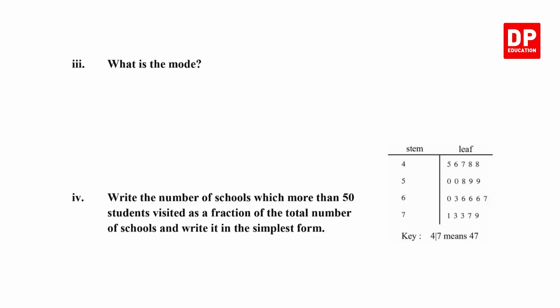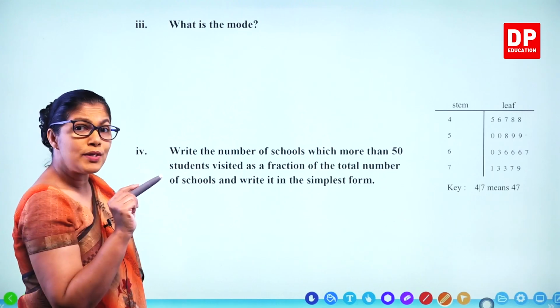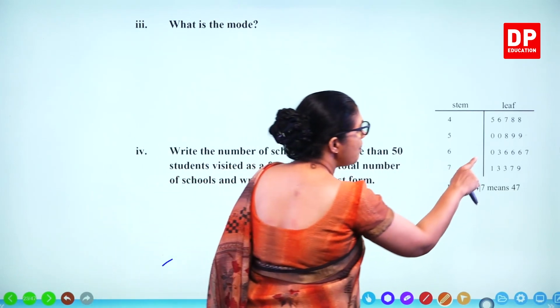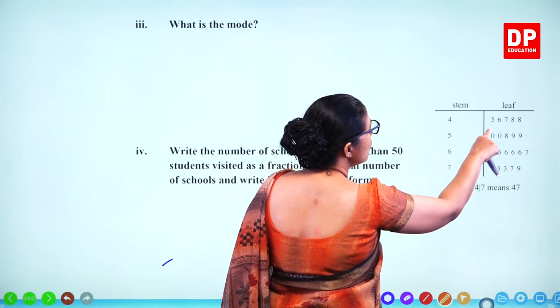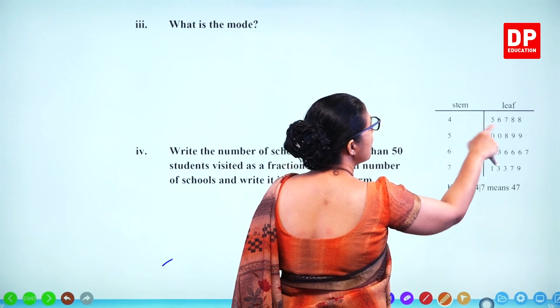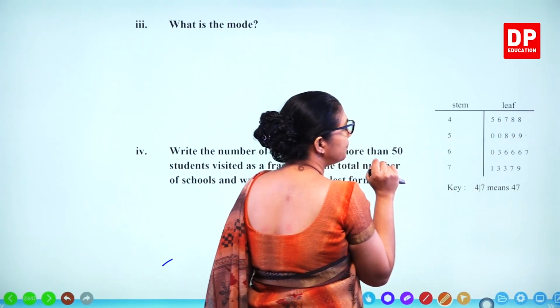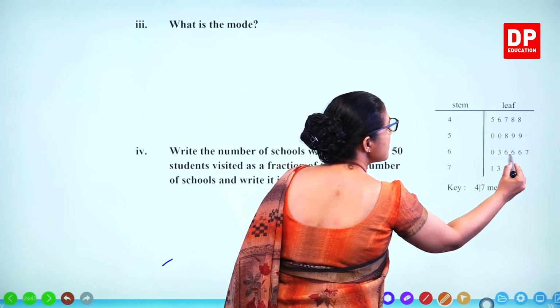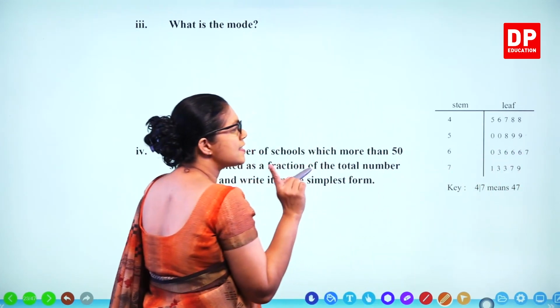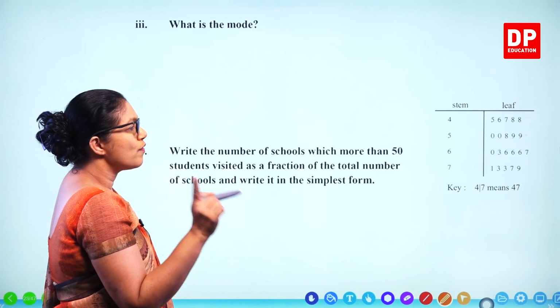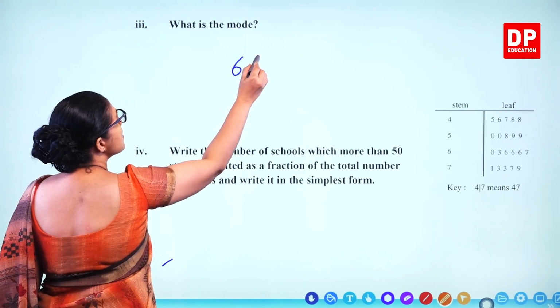Let's take the next one. What is the mode? The one which has the highest frequency, the repeated number. So look carefully, 48, 48, twice only. Here, these are all twice. But can you see 66 three times there? So 66 three times. So that's the mode, 66.